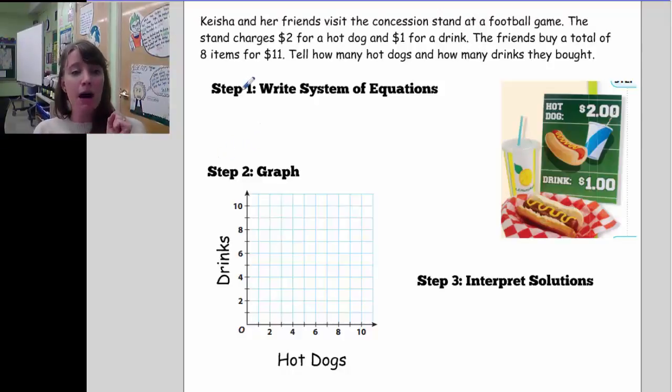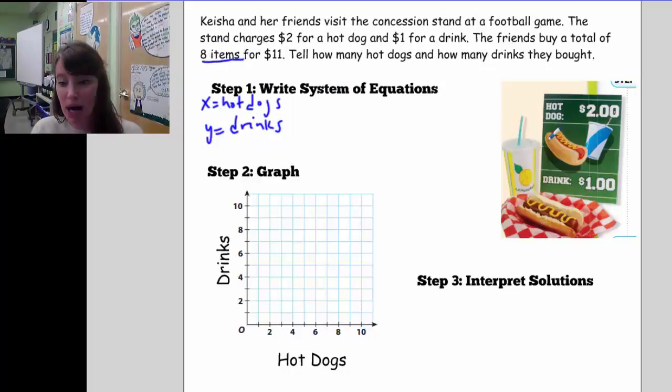All right. So we've got to determine what x is going to be equal to, right? Usually in these problems, x is going to be equal to a number of something and y is going to be equal to another number of something different. So here, we're going to let x equal the amount of hot dogs, okay? And we're going to let y equal the amount of drinks. Now, the reason I knew I had to set x and y equal to what I did was because there's information about how many items they bought, okay?